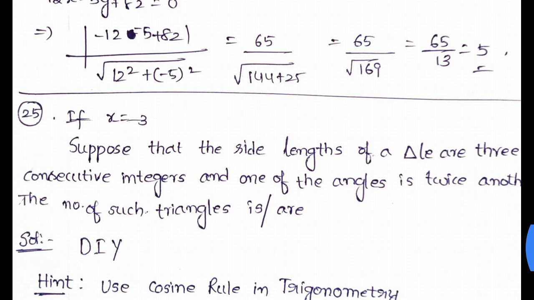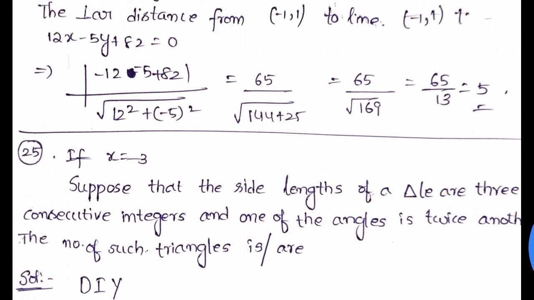What's the last question? Suppose that the side lengths of a triangle are 3 consecutive integers, and one angle in the triangle is twice another. Then find the number of such triangles possible.